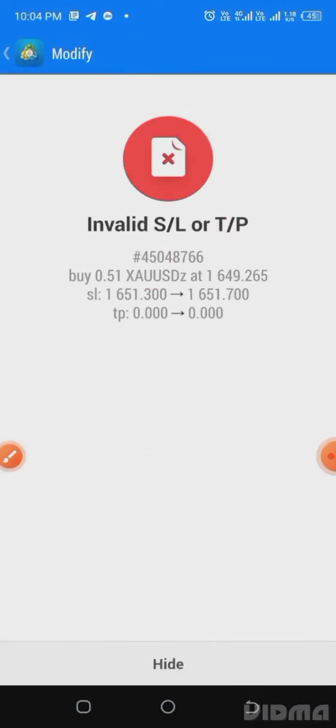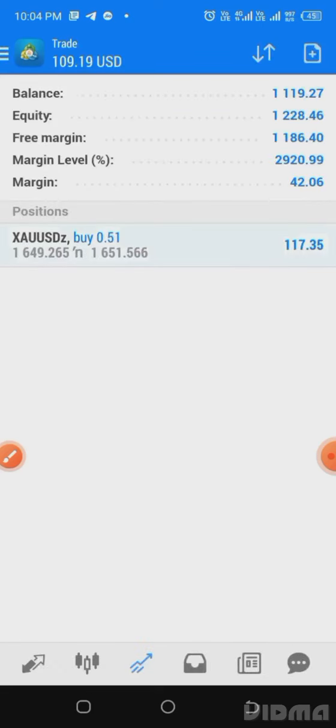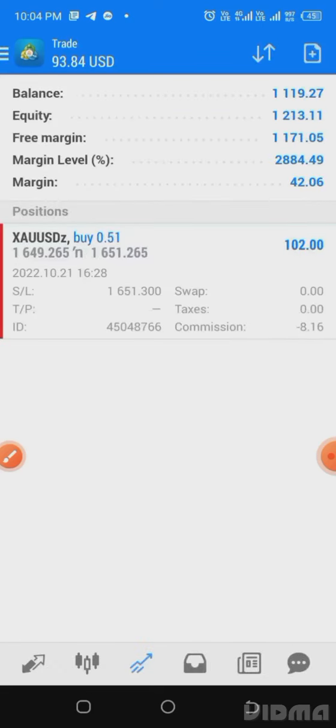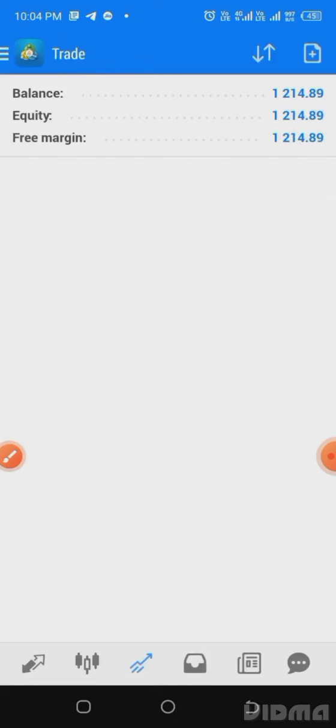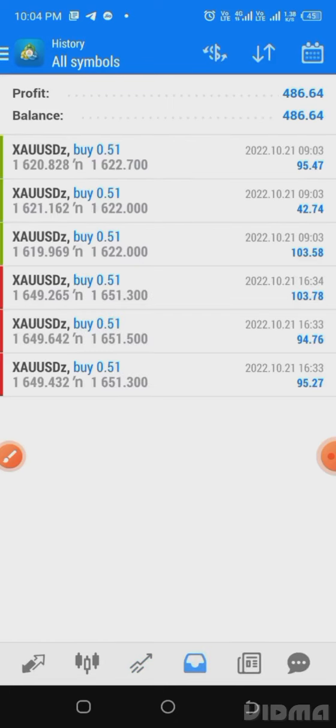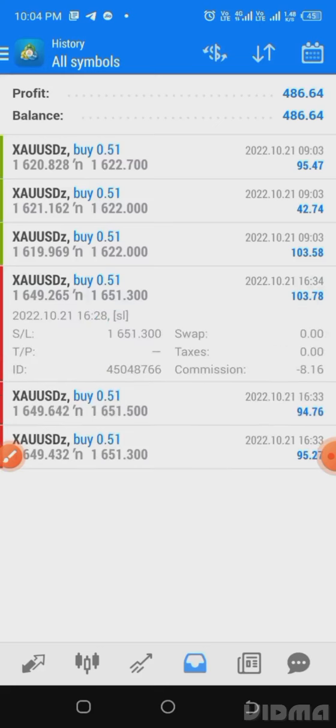1651 to 700. Okay, it has come down. Okay, it is exited at 1651.300. So we booked around $300 in hardly 1628 to 1634 time, within 6 minutes.